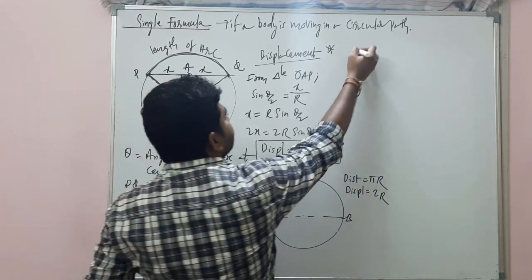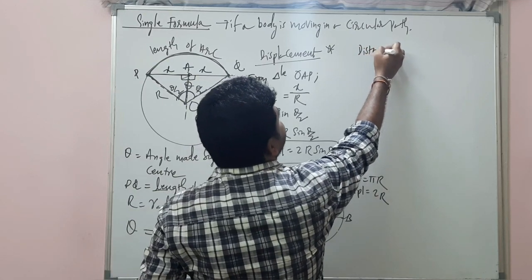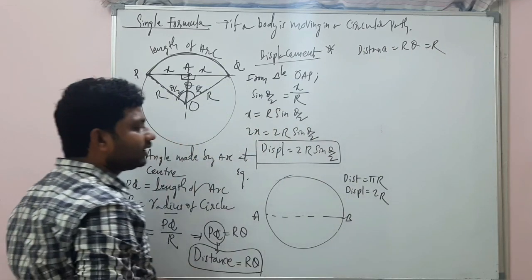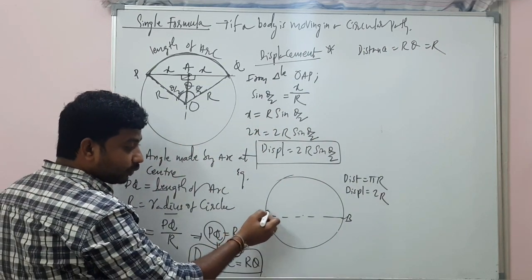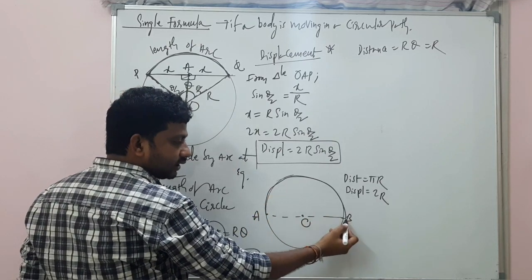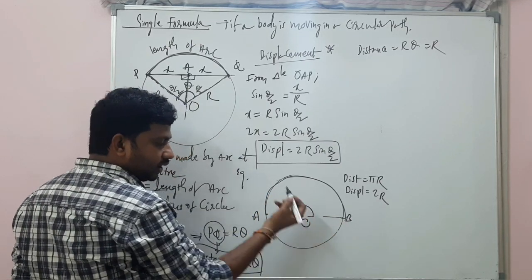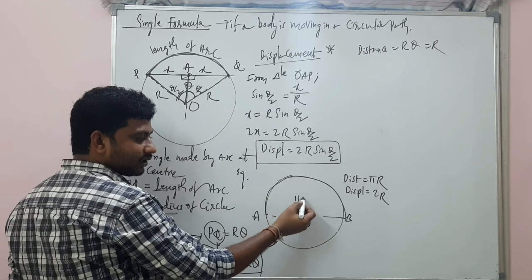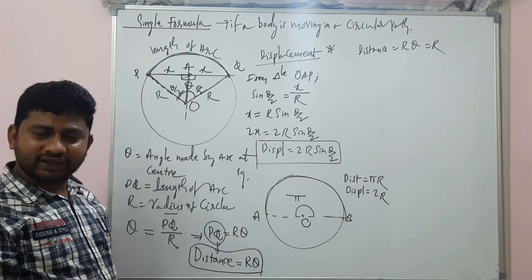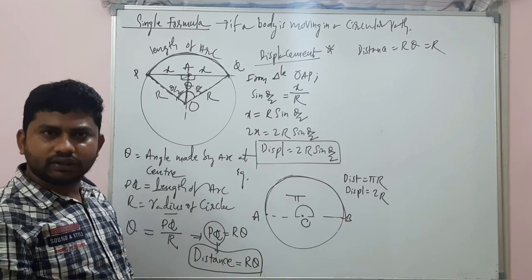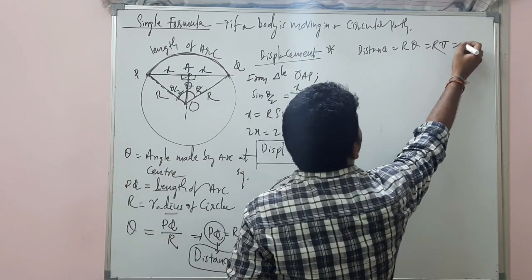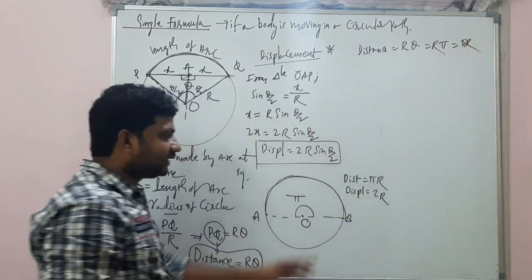So how much is the distance here? Distance is equal to r into theta. What is theta here? The body starts from here, this is the center, and this is the length of the arc. The length of the arc makes an angle theta. Can I say theta is pi, 180 degrees? This is 180 degrees. Okay, so r into pi is pi r. Look here, distance is pi r.